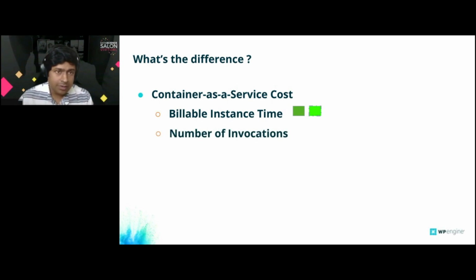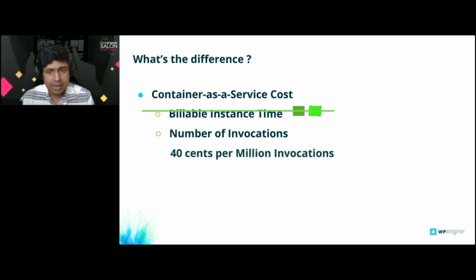So now when you run serverless containers on the cloud provider's managed Kubernetes service, that first component, which is the major component of the cost, essentially goes away. It's effectively covered by the amount that you're already paying for running your Kubernetes nodes in your cluster. And so then you're just left with the number of invocations component, which is a really small part. Just for context, if you're running on GCP Cloud Run, the cost for number of invocations is 40 cents per million.